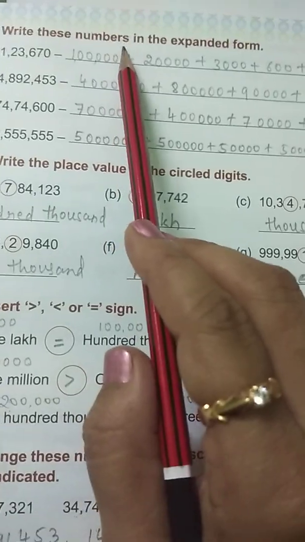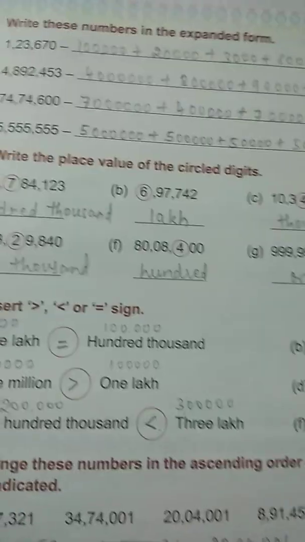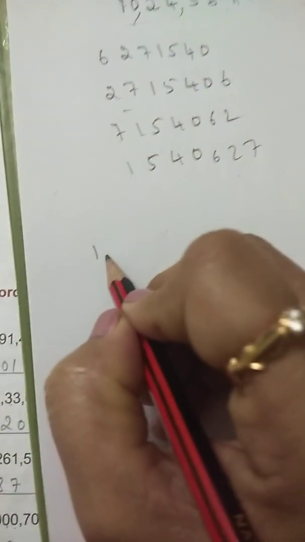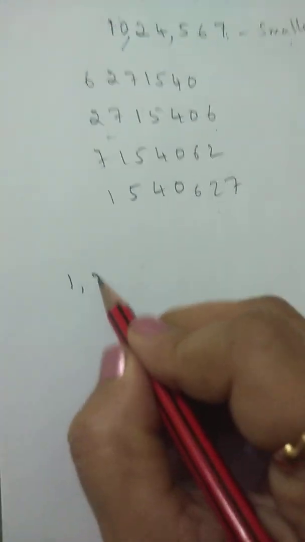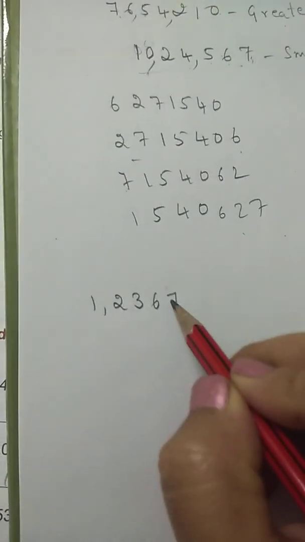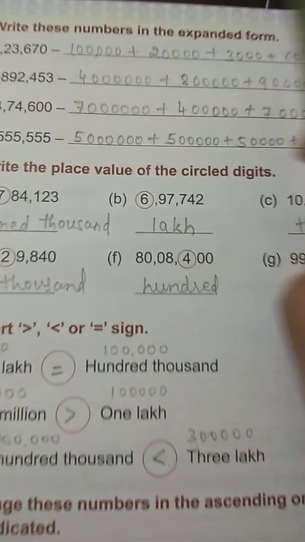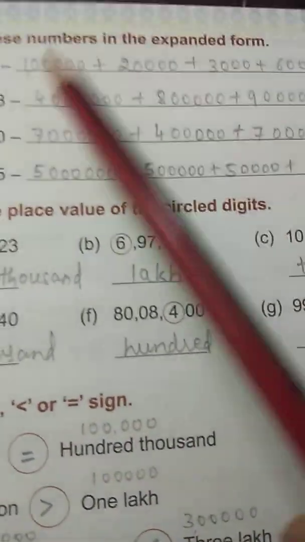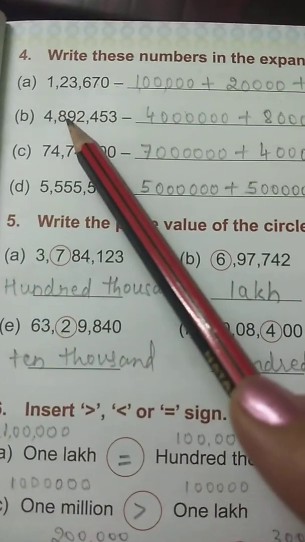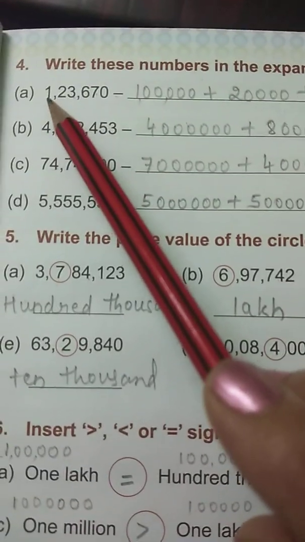So in the fourth one, you have to write these numbers in the expanded form. What is the number? 1,23,670. You have to expand this number and write it in the expanded form. It's very easy. Just once again, concentrate here.